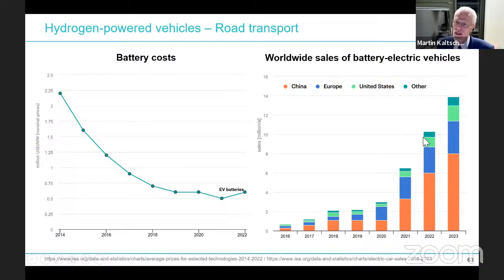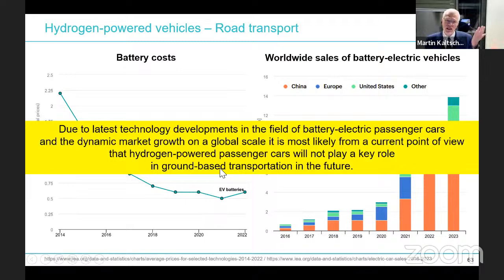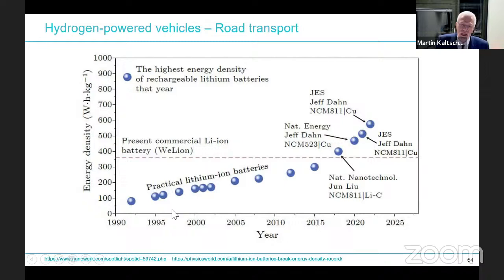So due to the latest technology development in the field of battery electric passenger cars and the very dynamic market growth on a global scale, it is most likely from a current point of view that hydrogen-powered passenger cars will not play a key role in ground-based transportation in the future. So this is, from our current point of view, not the main market when we talk about hydrogen and hydrogen derivatives.